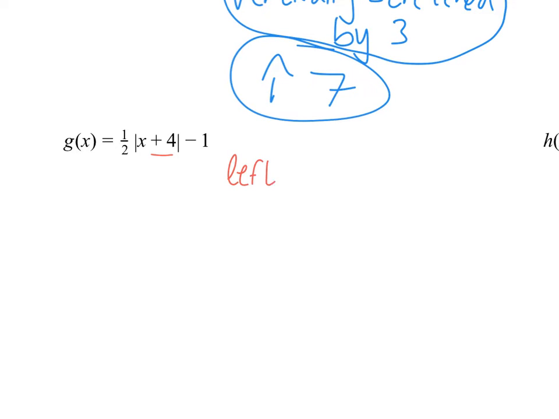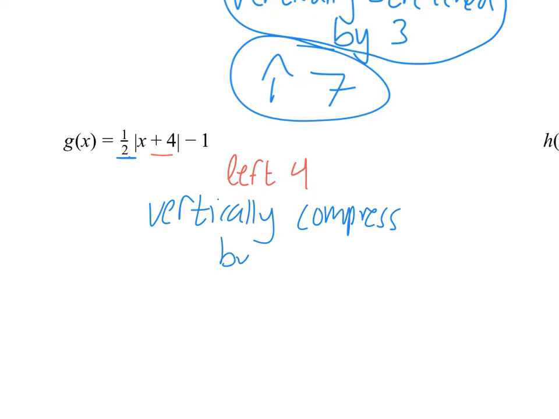And I'll write it out. Left 4. Right? Then I'm going to have this 1/2 on the outside. That's going to vertically, let's write that better. Vertically compress by 2. Right, and then I have this guy over here, and that's going to go down. That's going to make my equation go down 1.